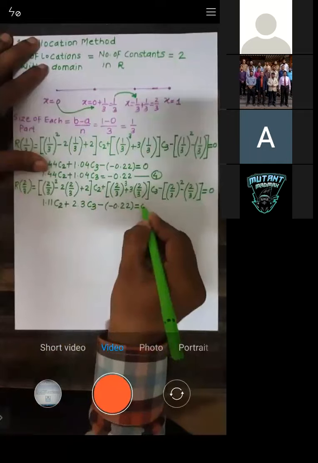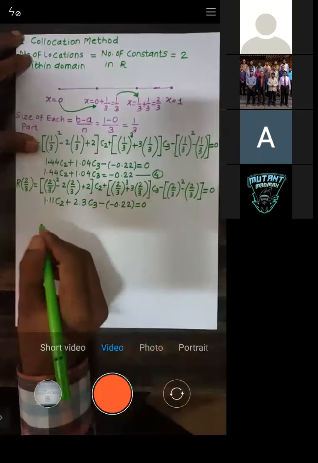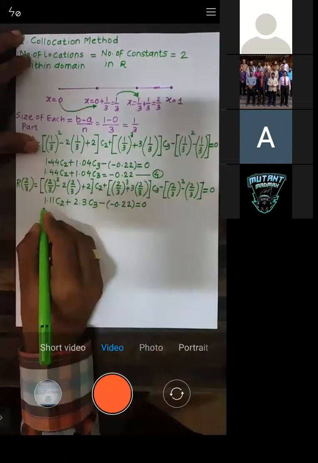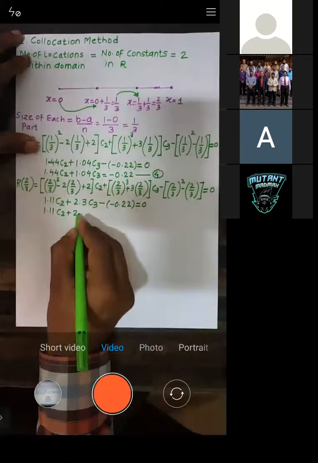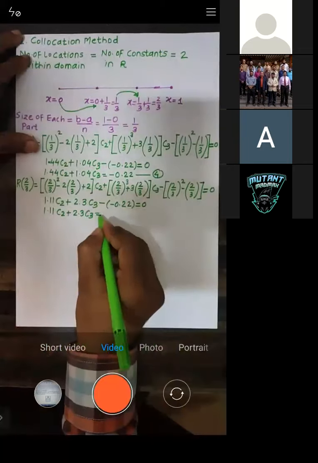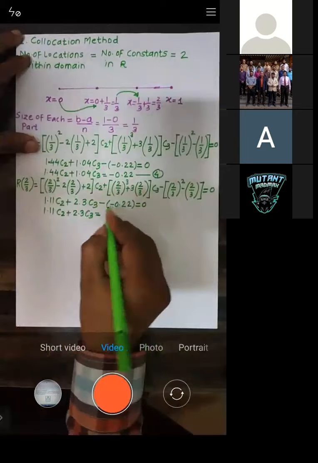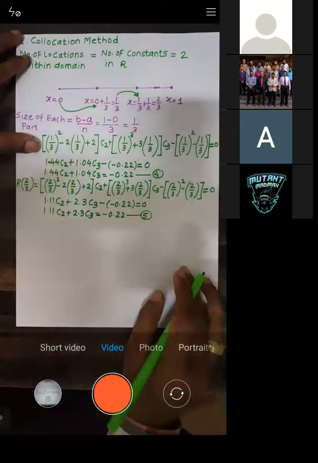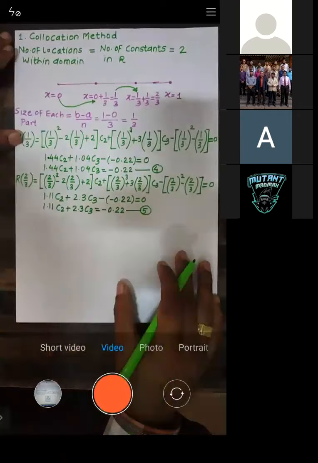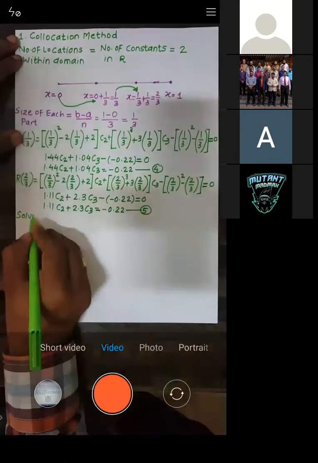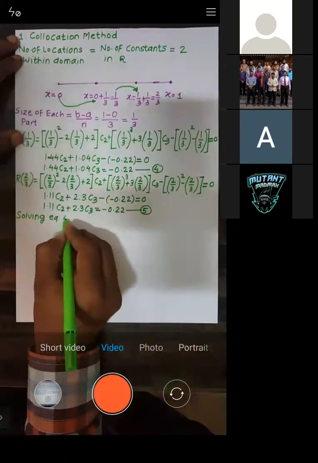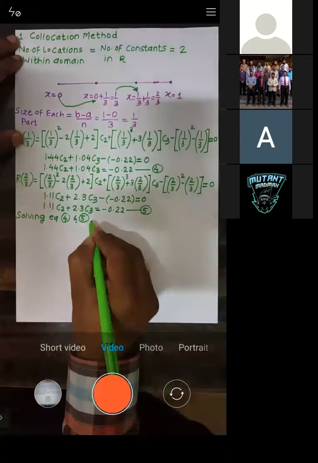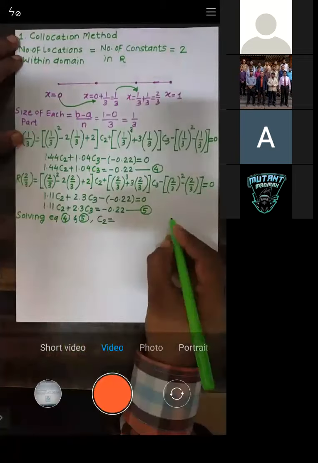So I'll bring this term to the right hand side, since minus minus is plus. So this becomes 1.1 C2 plus 2.3 C3 is equal to minus 0.22. Let us call this equation number 5. Now we will solve equations 4 and 5, obviously in a calculator, so as to get the values of C2 and C3.